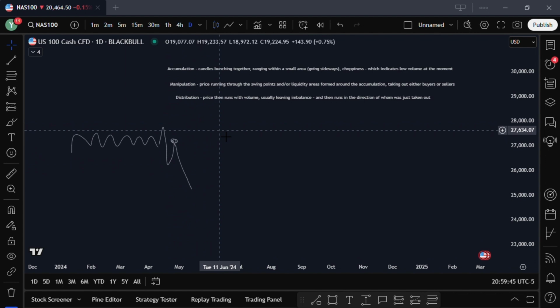And by imbalance, I mean just price not offering fair price within the market. Price is always going to want to give both buyers and sellers equal opportunity to enter the market at the level that they want to enter it at. And so you can call this fair value gaps. I know a lot of people are familiar with that from the ICT concepts. You can call it imbalance. They're pretty much the same thing.